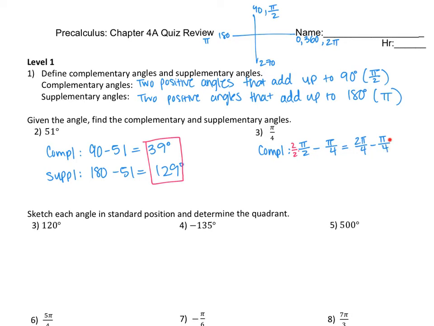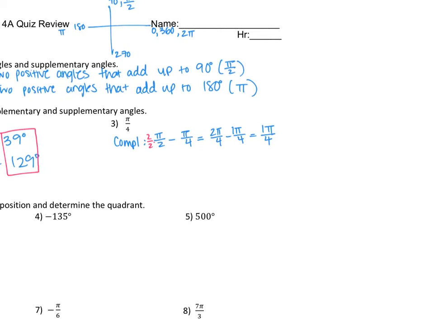Notice that the pi here technically has a coefficient of 1 in front. The bottoms are both 4s, which is good, that means you can subtract. I bring over the 4, because we don't subtract the denominators, but we do subtract the numerators. So 2 pi minus 1 pi leaves you with just 1 pi, or in other words, pi over 4. So for my complementary angles, when I take pi over 4 and add it with pi over 4, I get pi over 2.